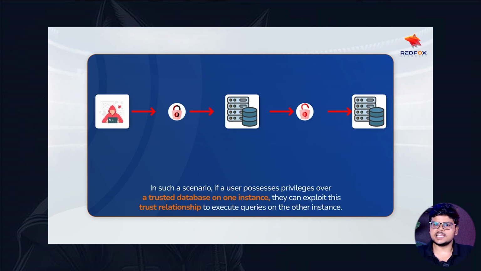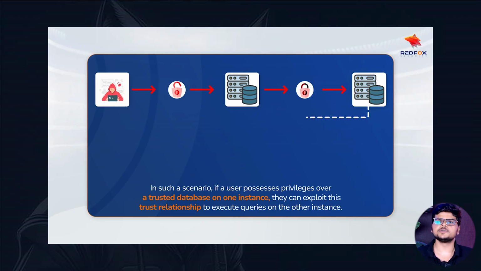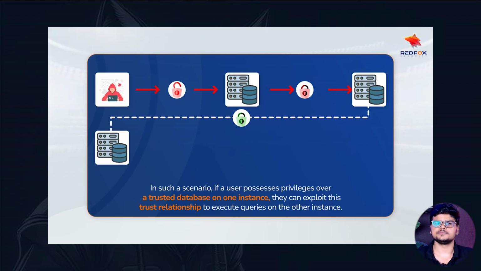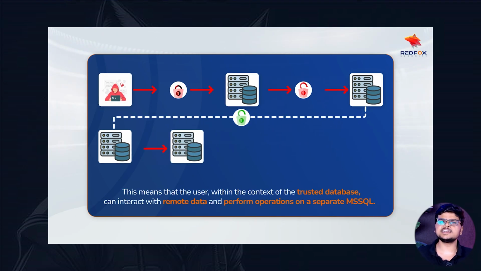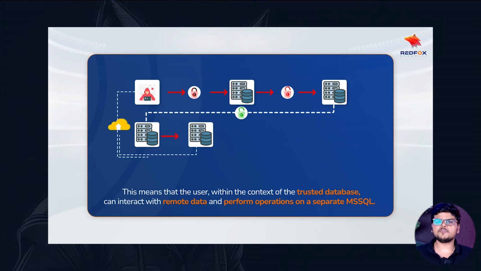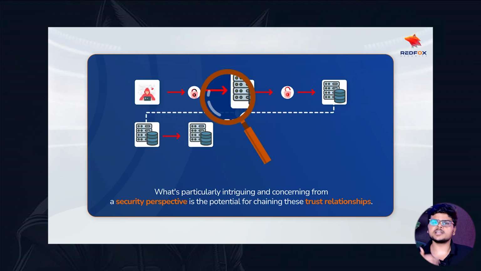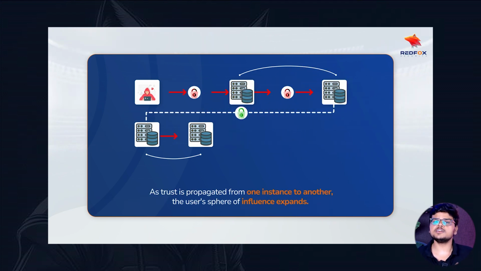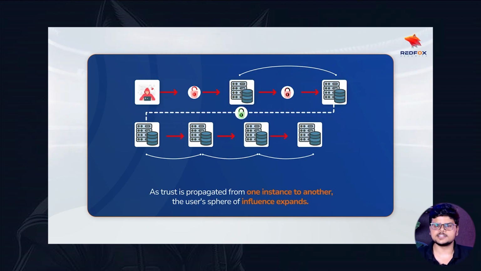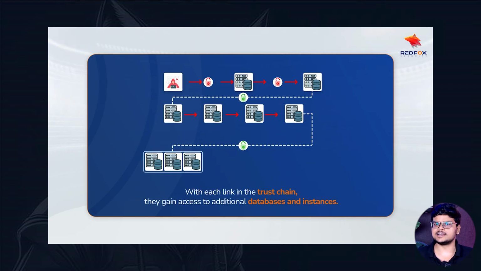In such a scenario, if a user possesses privileges over a trusted database on one instance, they can exploit this trust relationship to execute queries on the other instance. This means that the user within the context of the trusted database can interact with remote data and perform operations on a separate MSSQL. What's particularly intriguing and concerning from a security perspective is the potential for chaining these trust relationships. As trust is propagated from one instance to another, the user's sphere of influence expands. With each link in the trust chain, they gain access to additional databases and instances.